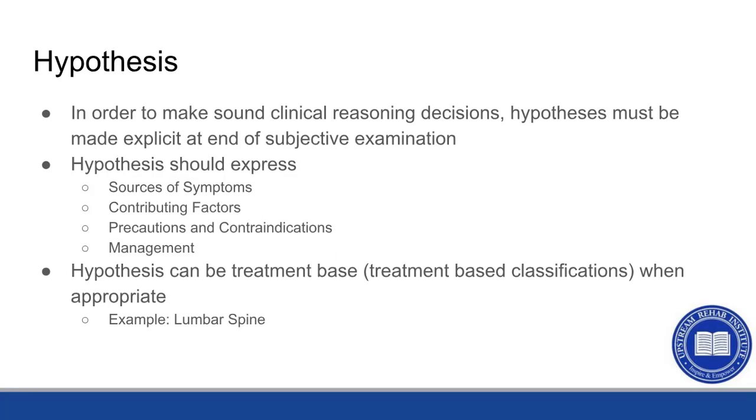So the hypothesis, this is what should be formed at the end of the subjective examination. It can have many forms, but mainly it should express what are the sources of those symptoms, the contributing factors that are playing into it, precautions and contraindications, and the management that's going to be involved. Keep in mind too that the hypothesis doesn't necessarily need to be pathoanatomical, it can also be treatment based. An example of this is the lumbar spine with our mobility or active rest or repeated motions.